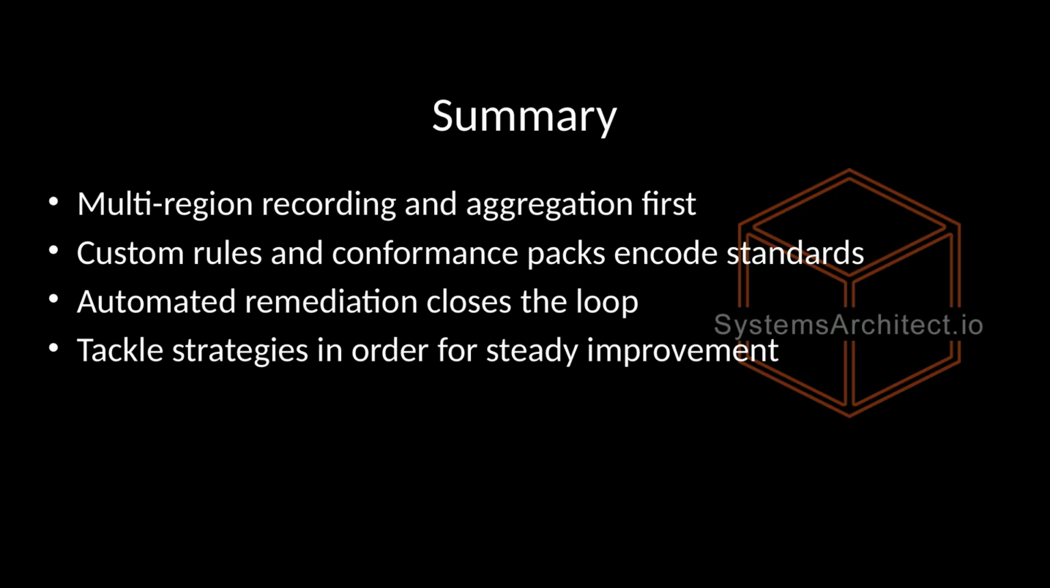To wrap up, these 14 strategies turn AWS Config from a background service into a coordinated compliance and governance system. Start with multi-region recording and aggregation so nothing is invisible. Layer in custom rules and conformance packs to encode your actual standards, and close the loop with automated remediation, EventBridge, and Security Hub so violations get resolved instead of just logged. Tackle them in roughly this order, and your compliance posture will improve steadily rather than requiring a disruptive overhaul.